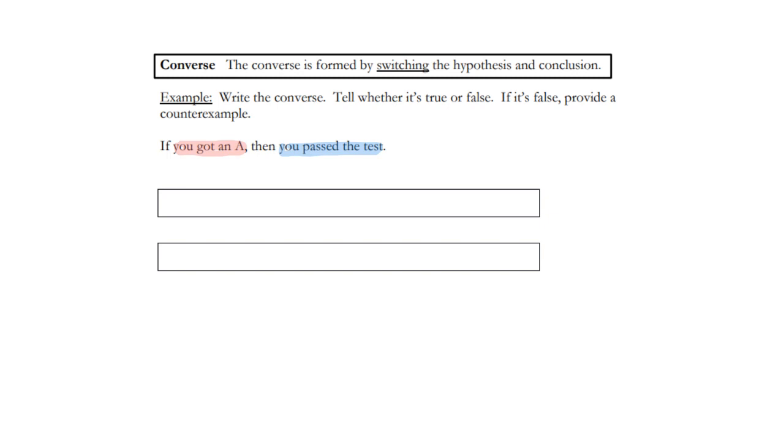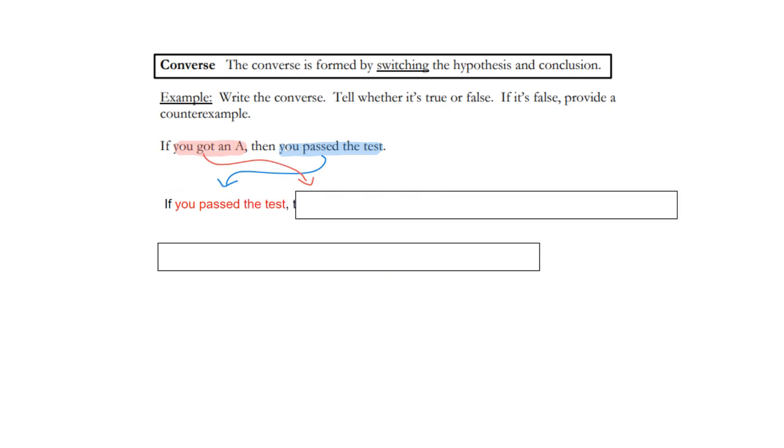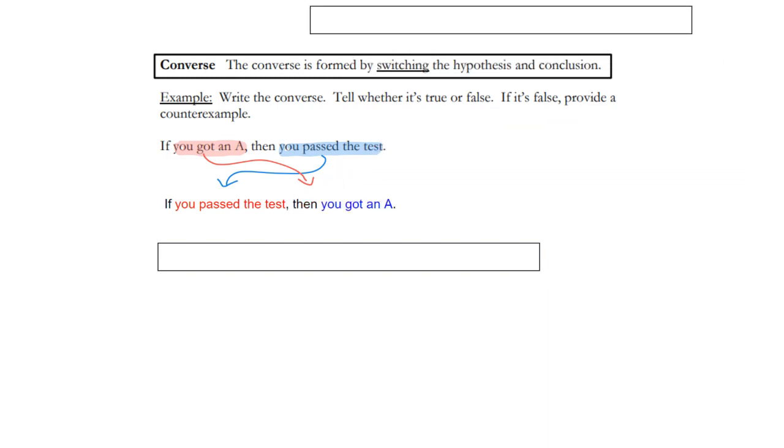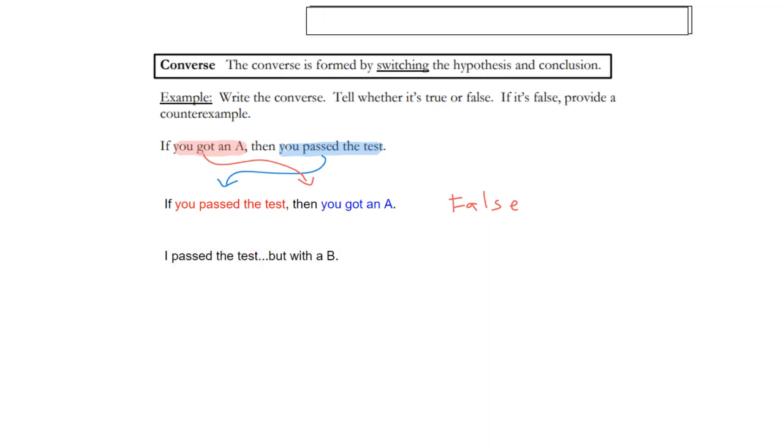So the converse means that we're going to switch this and this around. We're going to move this, you passed the test, to the front, and we're going to move the you got an A to the back. So if you passed the test, and now that's the hypothesis, so it's red, then you got an A. So we switched our conditional statement to the converse. If you pass the test, then you got an A. Now, is our converse true or false? Well, our converse is false, because if you pass the test, you might have got a B. So again, we use a nice clear counterexample: I passed the test, but with a B.